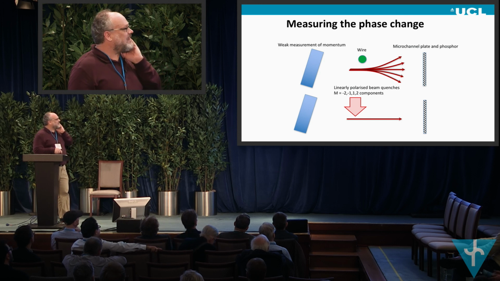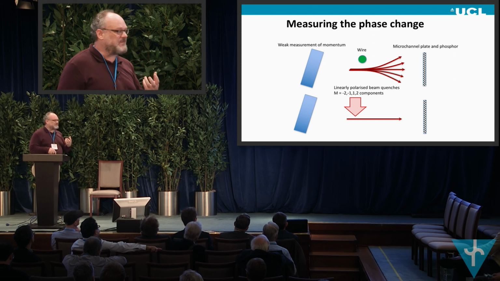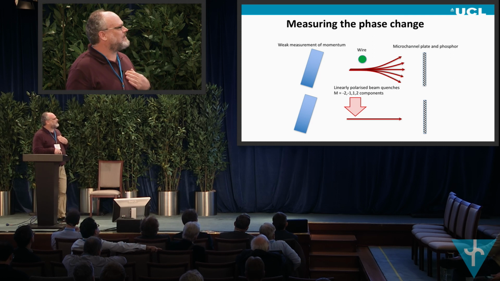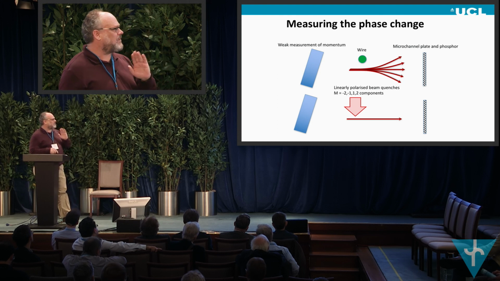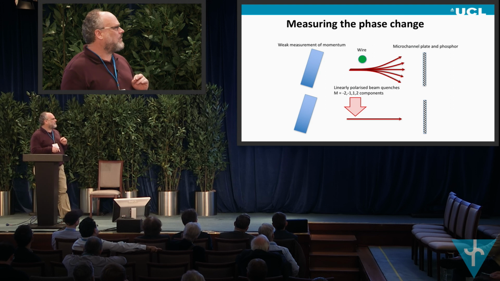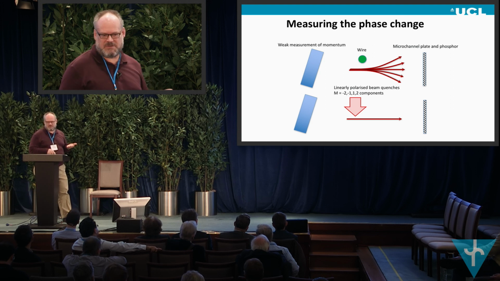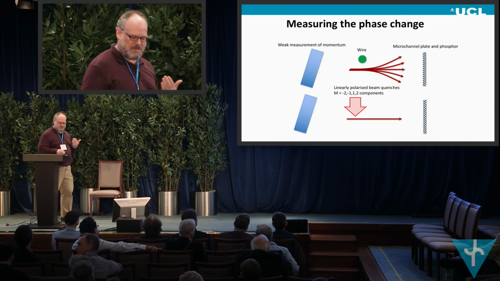Another way, of course, is because I said that there's some of this phase information now in m=0 when it leaves this magnet here. What you can do is actually use the linearly polarized beam, and I'll explain this a little bit later as I start talking about the experiment, in that it quenches out, so it takes out all of the components except m=0, and so you can make a measurement on that.